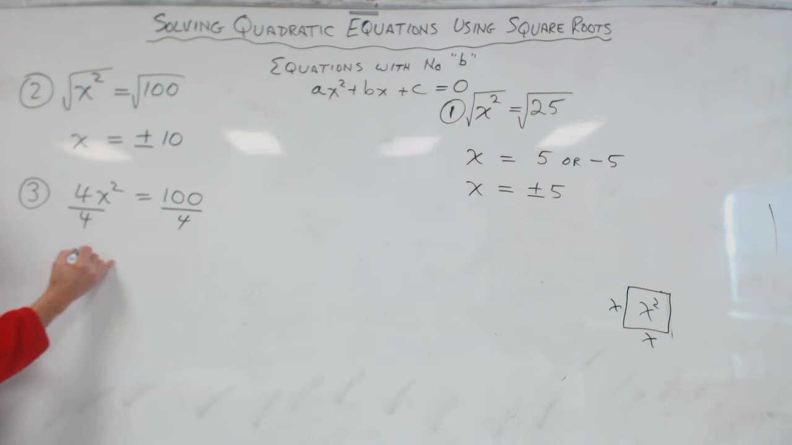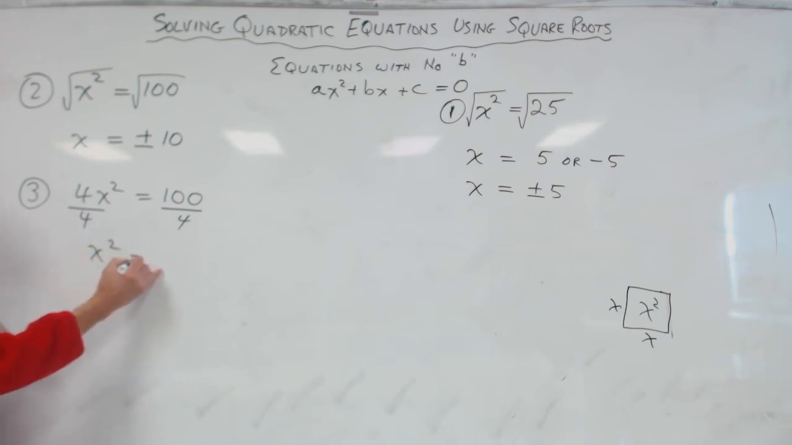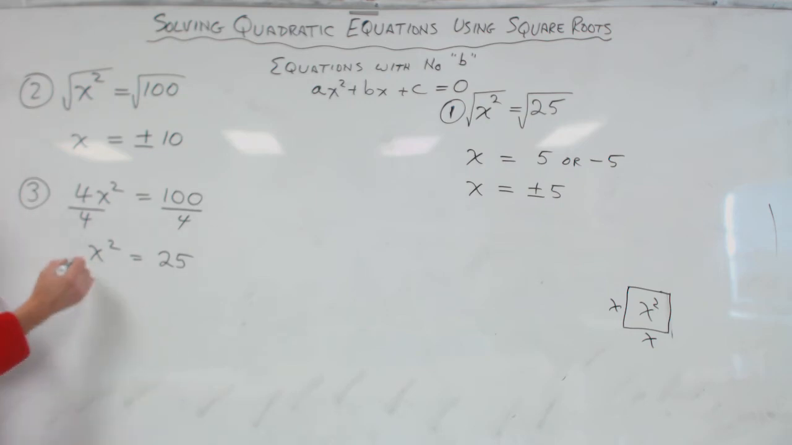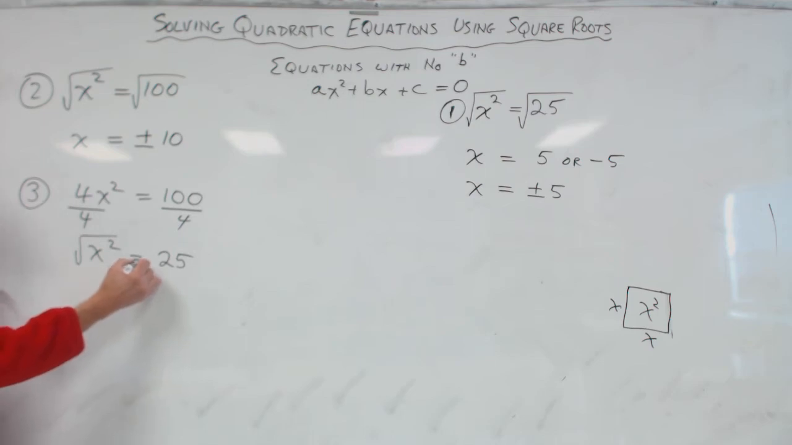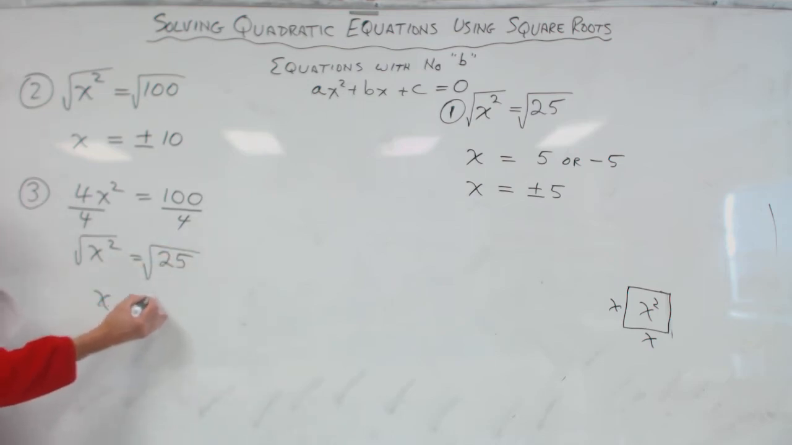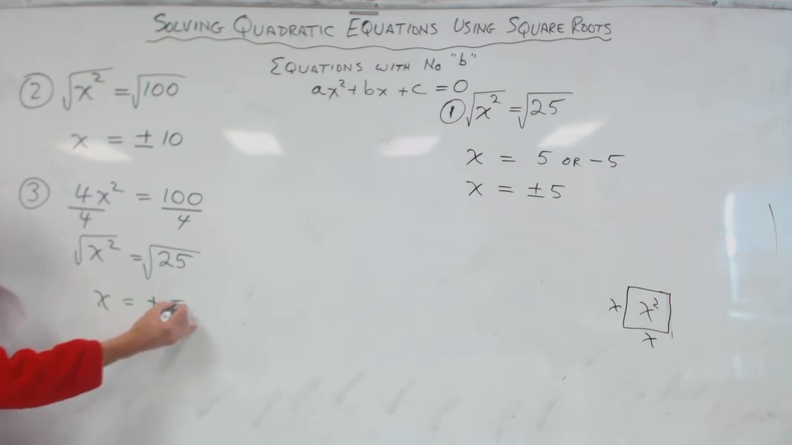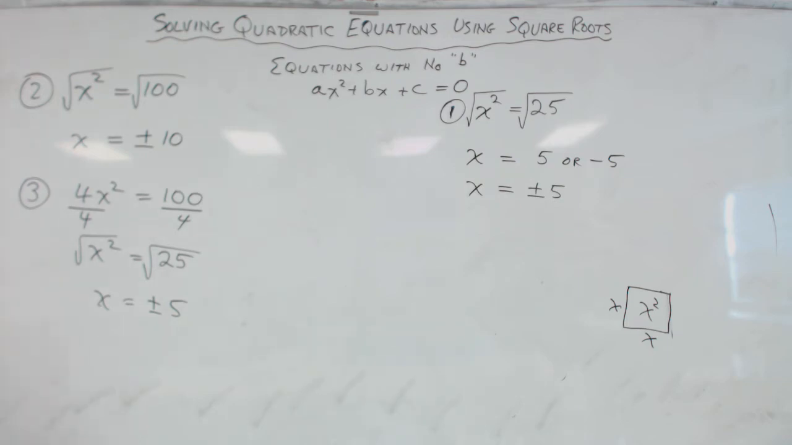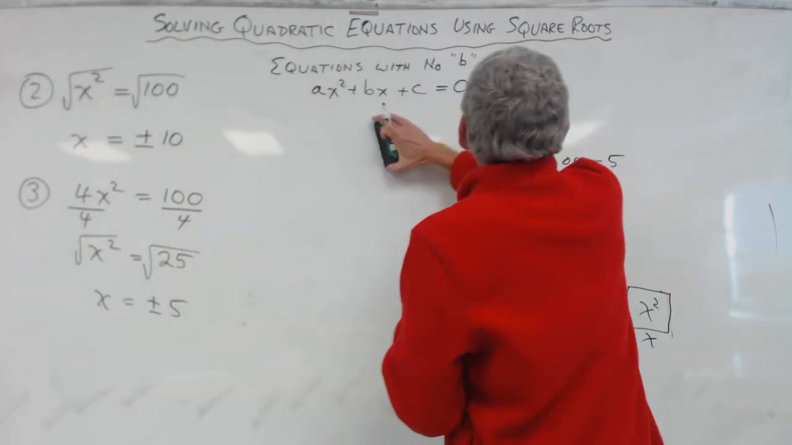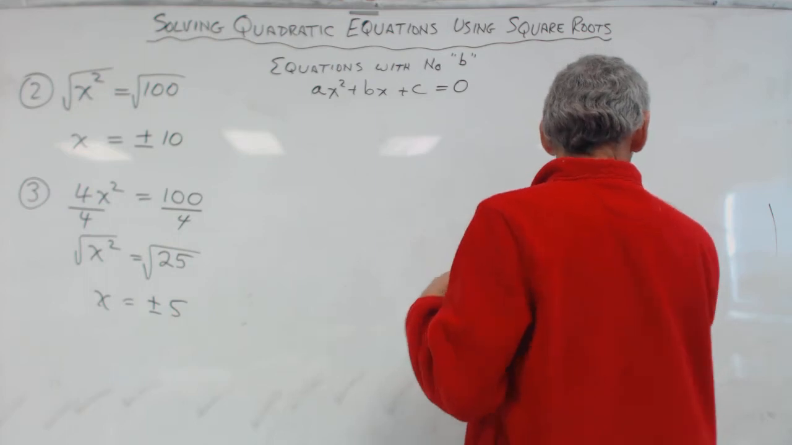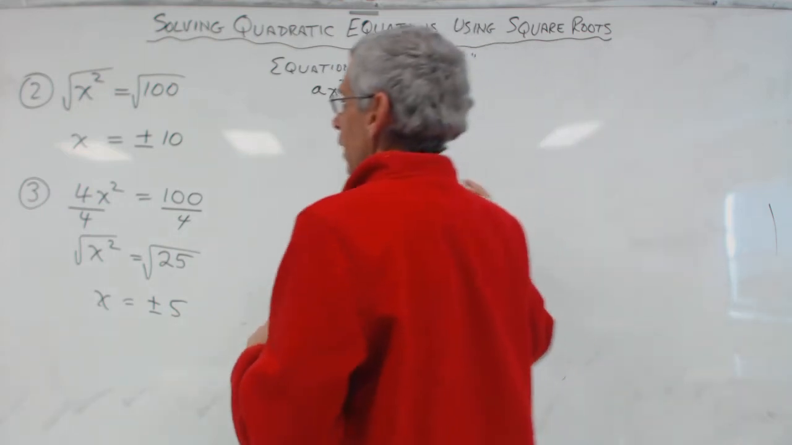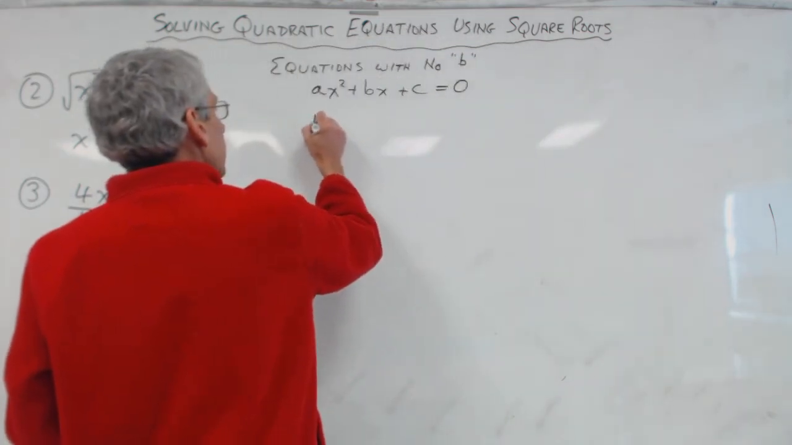So then now we have x squared is equal to what? 25. Now it says x squared equals 25. That's great. So now we're going to do the square root of x squared, square root of that, and I get x is equal to what? Plus or minus 5. Easy. Easy, right? Okay, so let's go do some more. All right, 2, 3, 4.